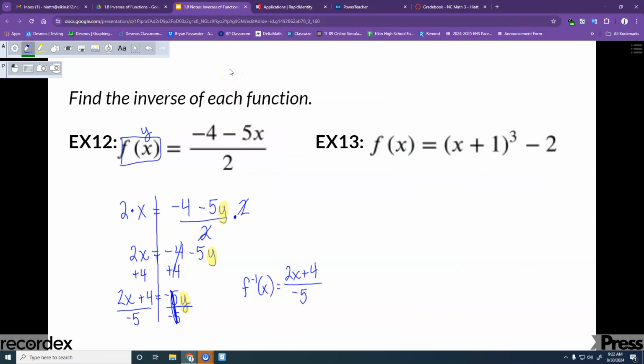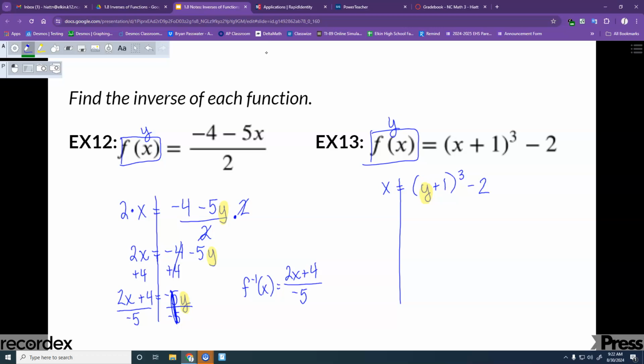All right, let's do one more by hand here. We've got f of x equals (x plus 1) cubed minus 2. That f of x right there is really like our y. So when we switch our x and y, we're going to have x equals (y plus 1) cubed minus 2. Oh boy, now we got a cube to deal with. We can do it though. All right, Trinity, what do you think we should do first?